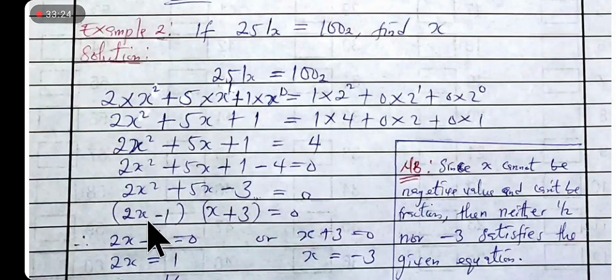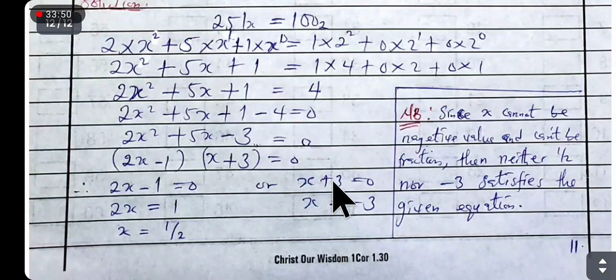Factorizing this, we have (2x minus 1)(x plus 3) equal to 0. This is a quadratic equation, now I solve quadratically. If you open this bracket, you are going to get 2x squared plus 5x minus 3 back. So therefore 2x minus 1 is equal to 0, or x plus 3 is equal to 0. So collect the like terms.